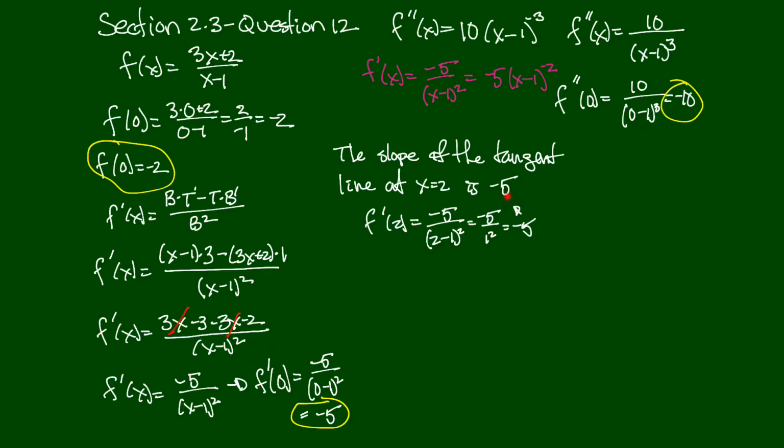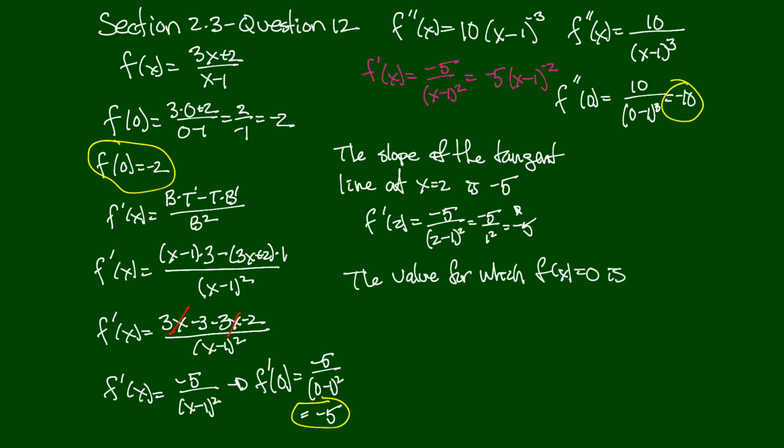That's interesting, isn't it? Because if you look down here, what's the slope of the tangent line at 0? It's also negative 5. So at 0, the slope is negative 5, the line is going down, and over here at 2, it's negative 5, it's going down. Interesting. Okay.